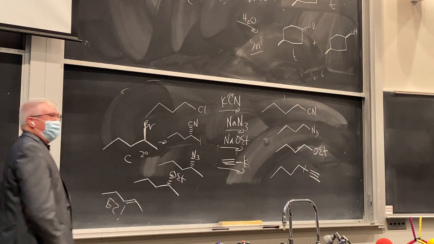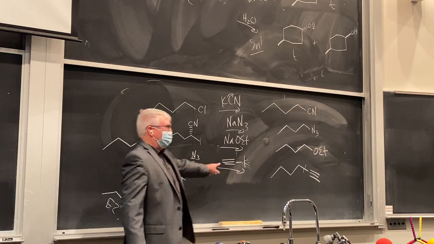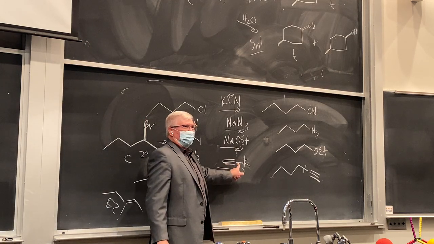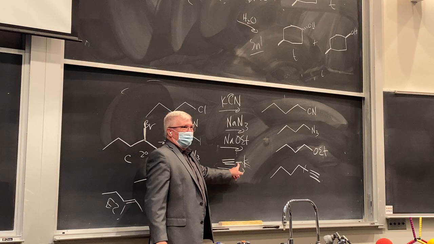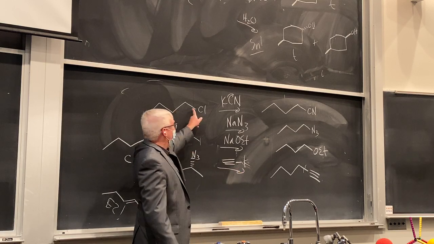So stay tuned for that. This is just too basic, okay? The pKa of a terminal acetylene is 25. So that's too basic. With primaries, it works fine.